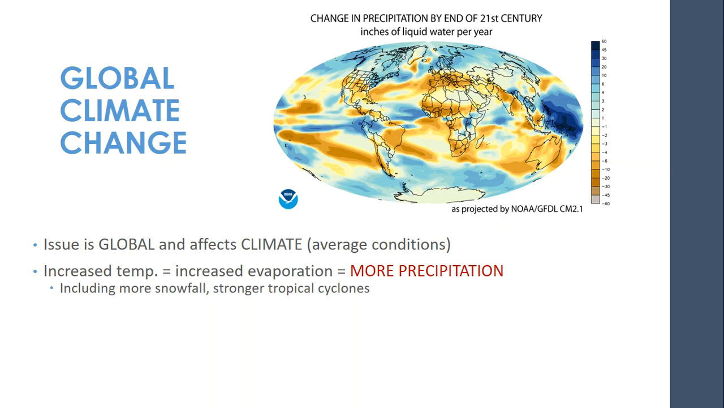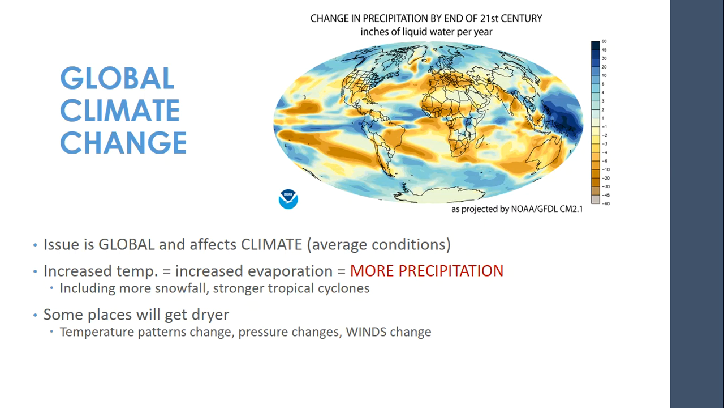Some places are going to get more snowfall, but also this increased evaporation results in stronger hurricanes and tropical cyclones that can potentially do a lot more damage. And again, some places are going to get drier. We are shifting these very predictable climate patterns that we have gotten used to as a human race over the past 10,000 years. So temperature patterns will change, pressure changes, winds change. It's going to be very, very hard to plan out agricultural systems with this rapidly changing climate.